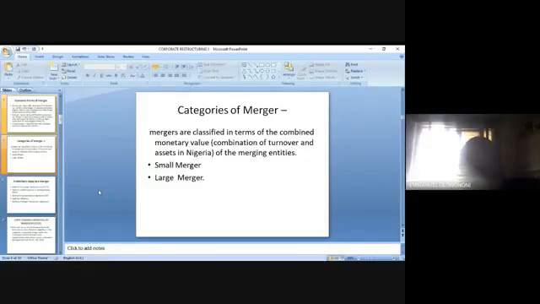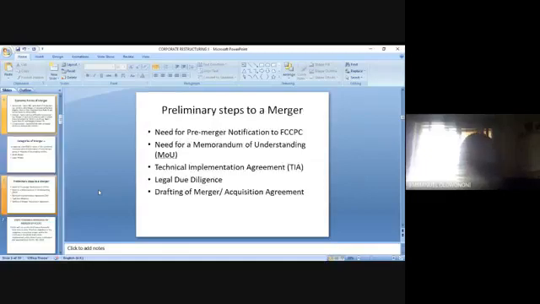All right, what are the preliminary steps to merger currently in Nigeria? We start with the need for pre-merger notification, which will be sent to the Federal Competition and Consumer Protection Commission, as provided for under the Federal Competition and Consumer Protection Commission Act. And then there is the need for an MOU and Technical Implementation Agreement, otherwise called TIA, the legal due diligence, and drafting of the merger and acquisition agreement.